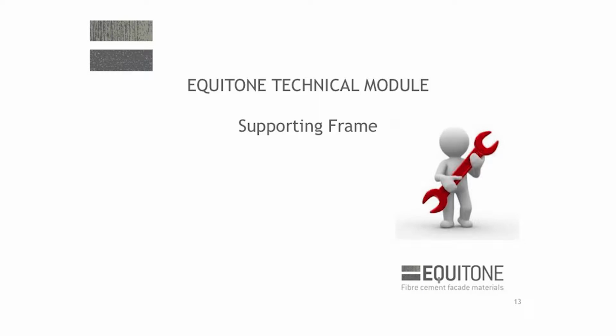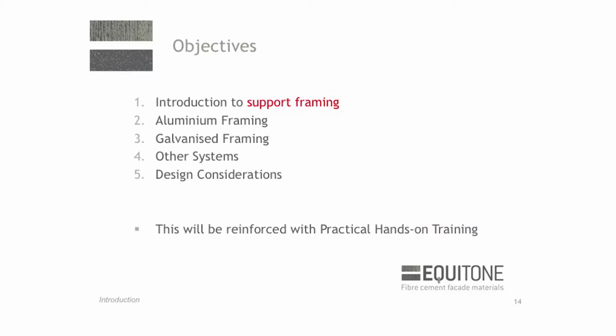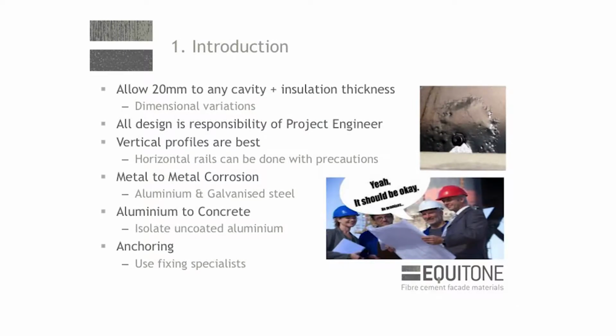Touch a little bit on the supporting frame now. Right guys, some basic principles when you're designing your support frame. First one is, I would always allow approximately 20 millimeters extra when you're looking at designing your cavity. That's to include the thickness of insulation and any air gap that's specified. Okay?